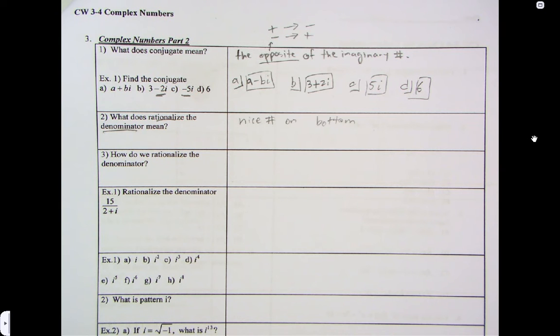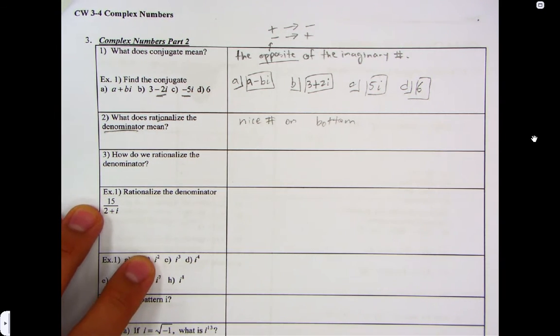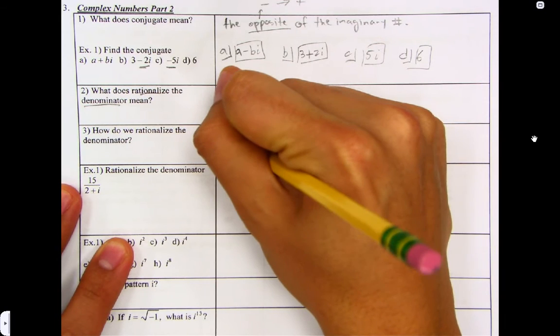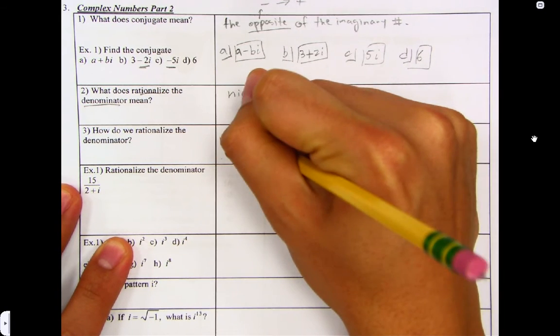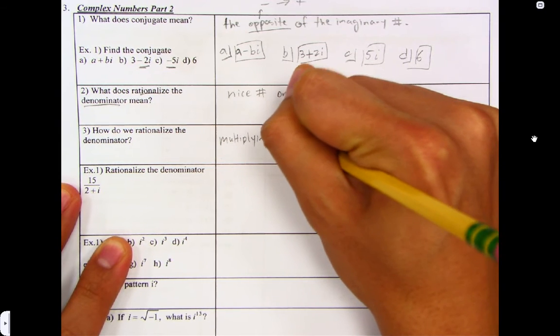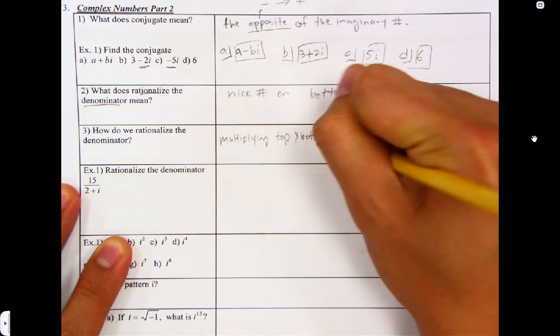Also, when we talk about complex numbers, if you have an imaginary on the bottom, it's not a nice number. So anything that's imaginary is not a nice number. So how do we rationalize the denominator? We rationalize the denominator by multiplying top and bottom by the conjugate.